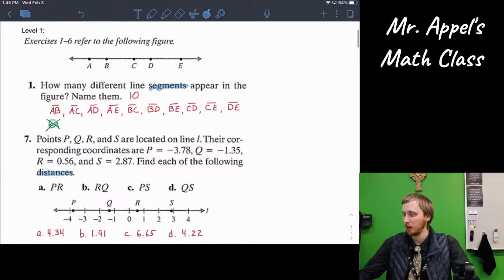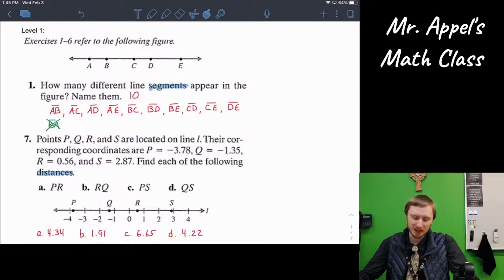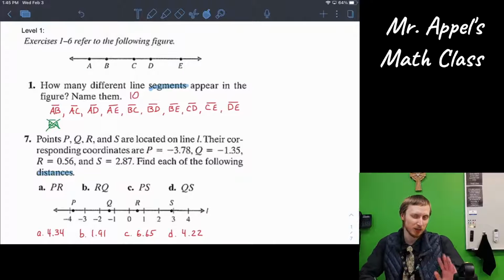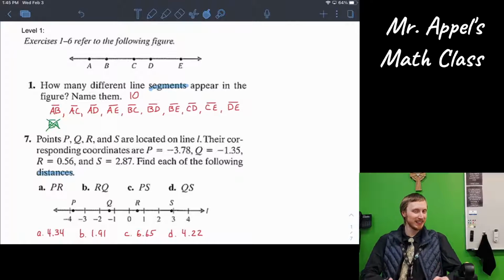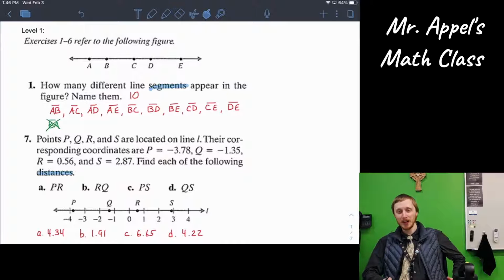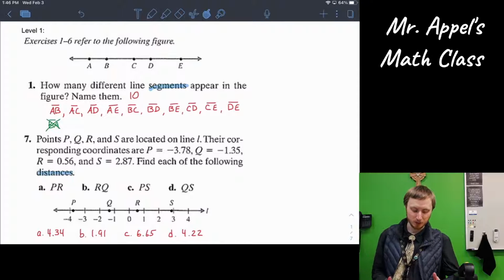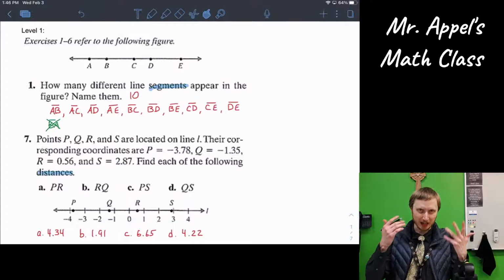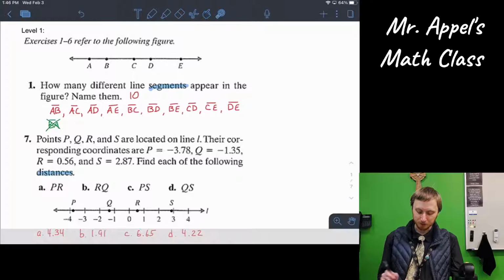The first problem, and I say problem, but really a fair half of these are more like exercises. You didn't really implement much of a problem-solving strategy to answer them. Pretty straightforward, but we need that practice and review as we go.